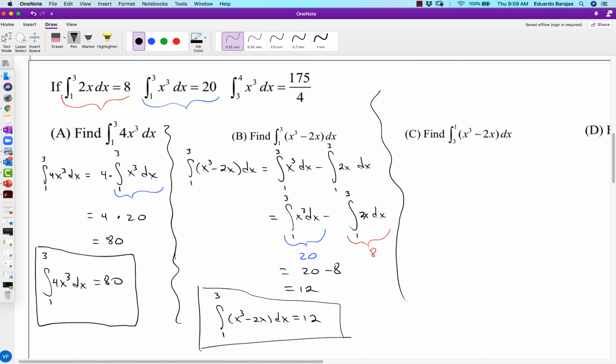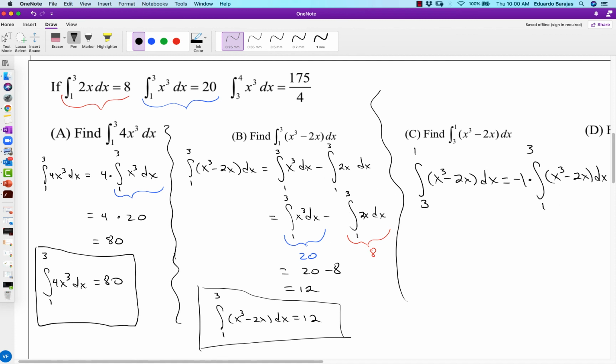these two are very, very similar, except this went from 1 to 3, whereas this goes from 3 to 1. So one of our properties says that we can flip-flop these. We can interchange the limits of integration if we introduce an extra factor of -1. So the integral from 3 to 1 on x cubed minus 2x dx is equal to -1 times the integral from 1 to 3 of x cubed minus 2x dx.